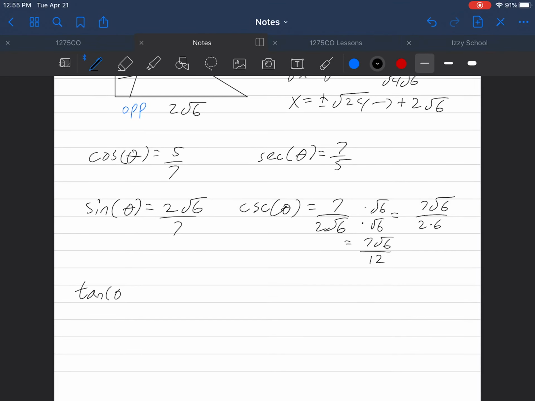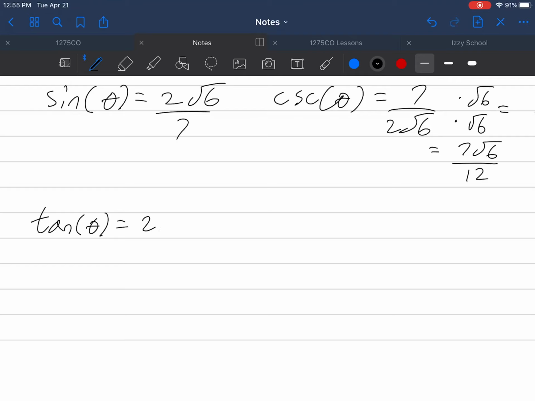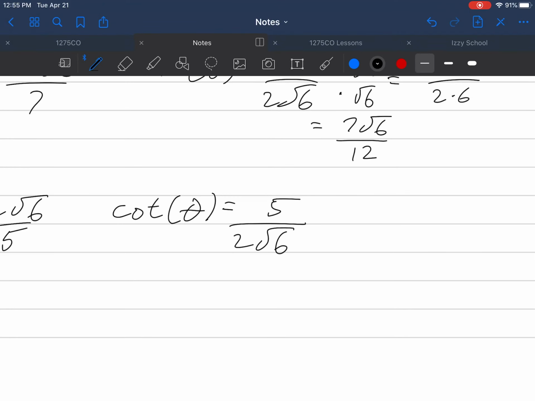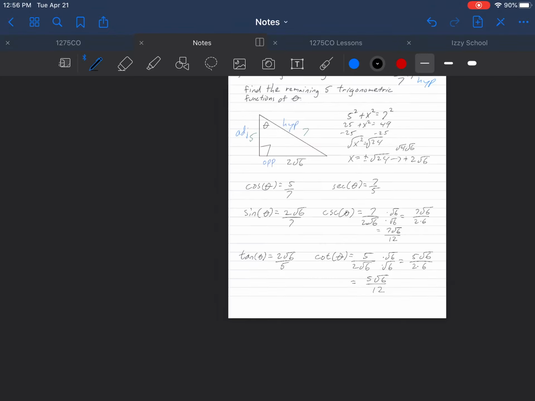Last is the tangent of theta, which is equal to opposite over adjacent. That's going to be 2 radical 6 over 5. We can take this ratio and flip it to get 5 over 2 radical 6, which once again needs to be rationalized. So 5 radical 6 over 2 times 6 is equal to 5 radical 6 over 12.